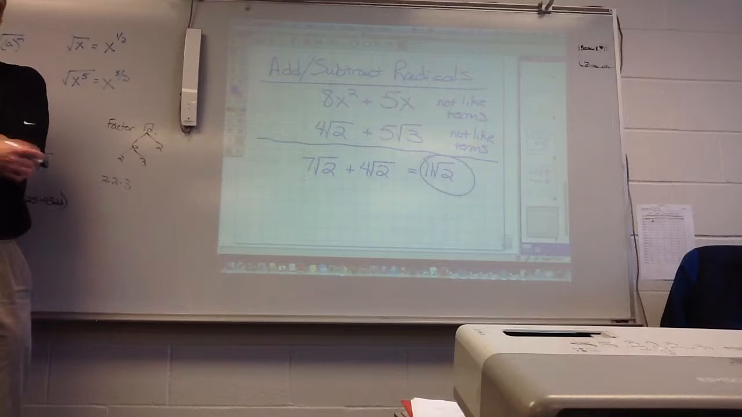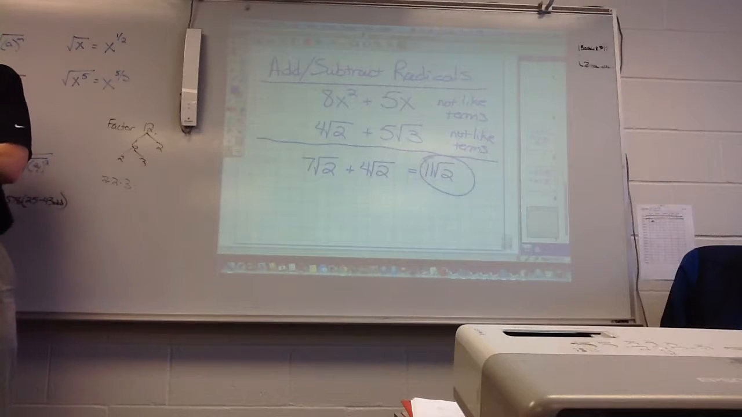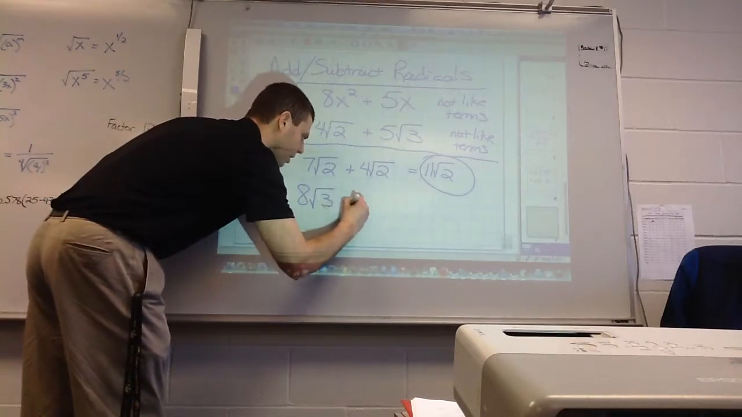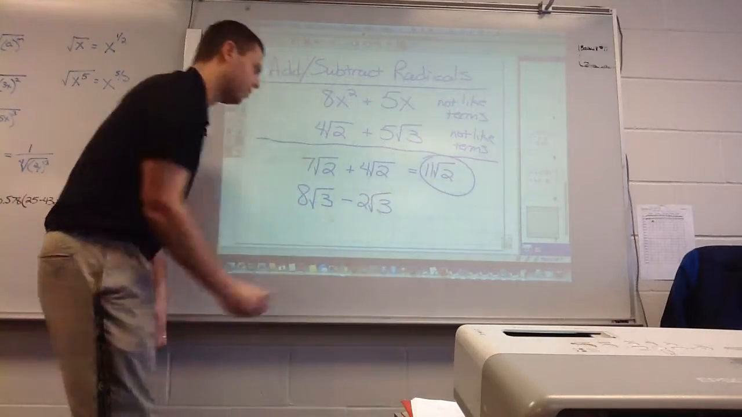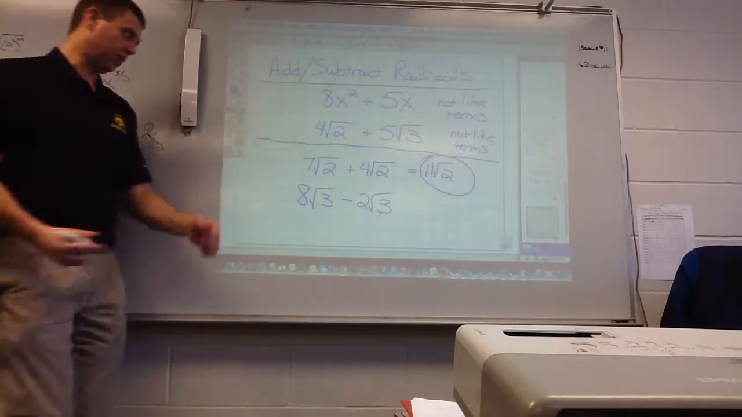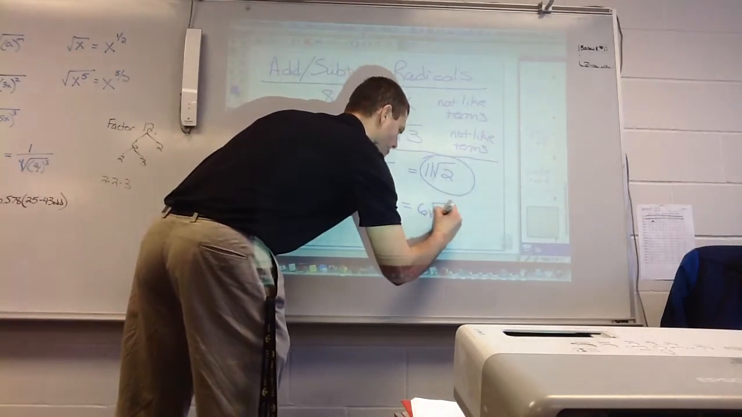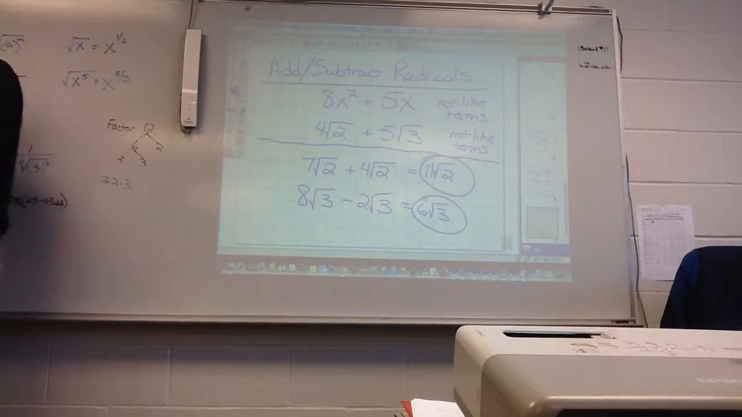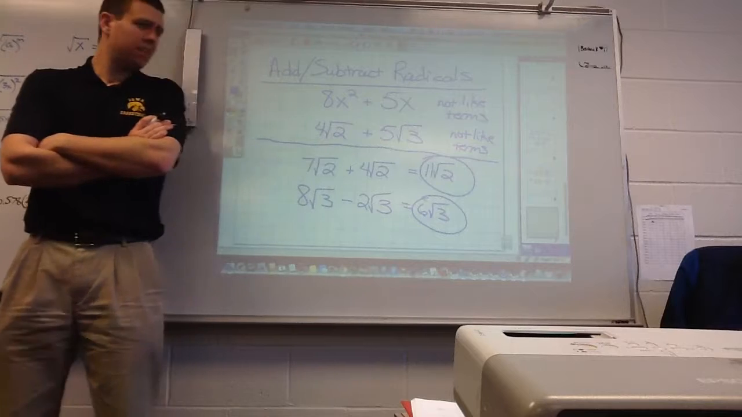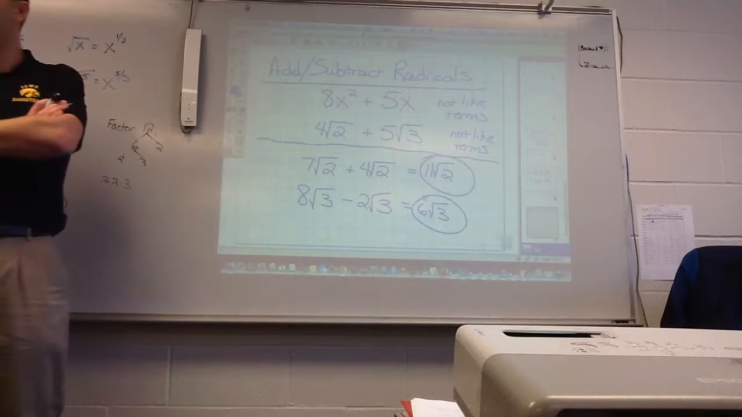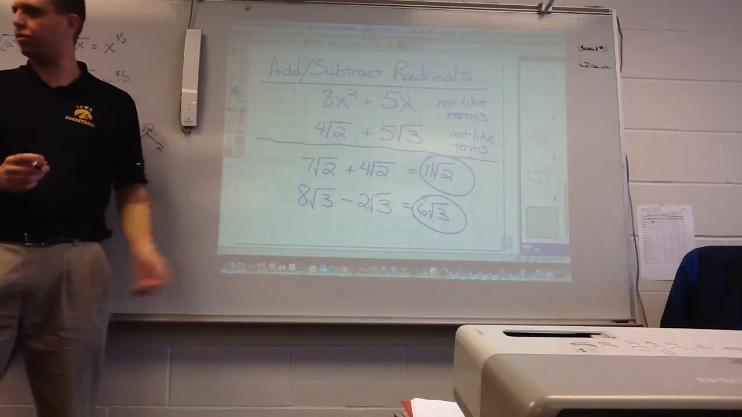Okay? You can add those together. They are like terms. Same thing with subtracting. 8 square roots of 3 minus 2 square roots of 3 would equal 6 square roots of 3. Alright? Now, not all are going to be quite that simple. I'm going to make you think a little bit on some of them. But that's pretty straightforward.